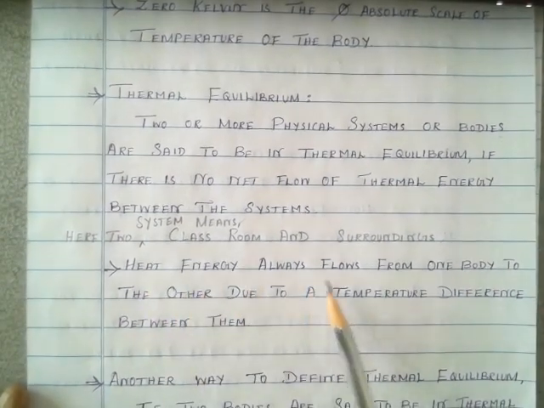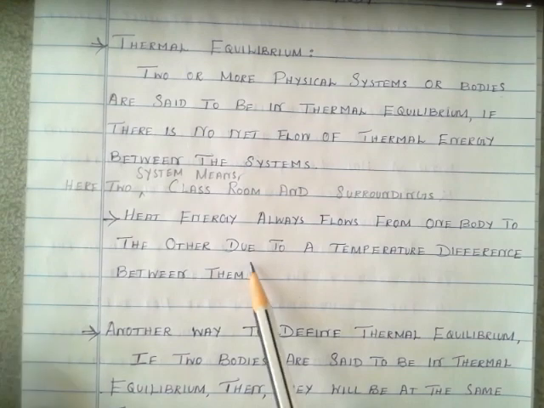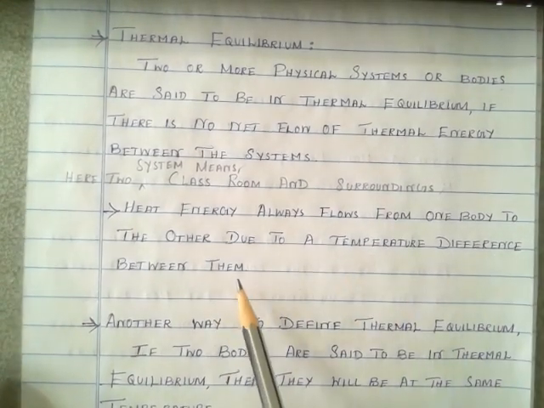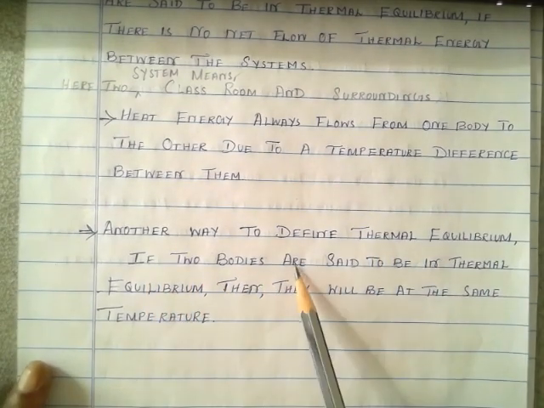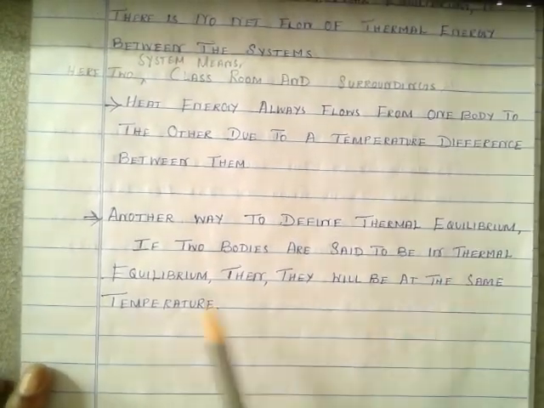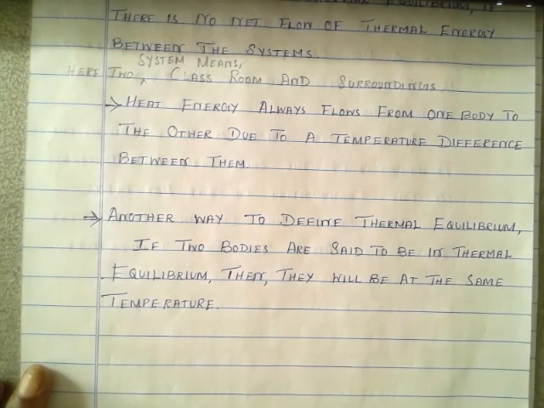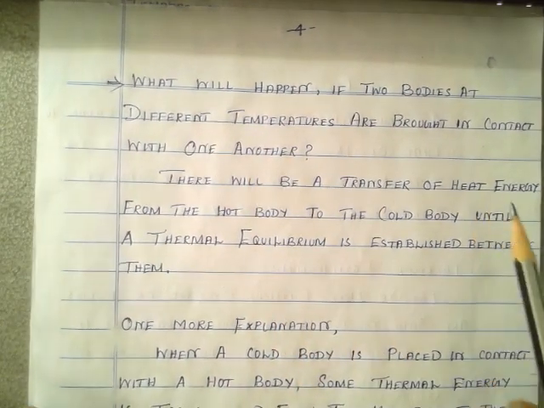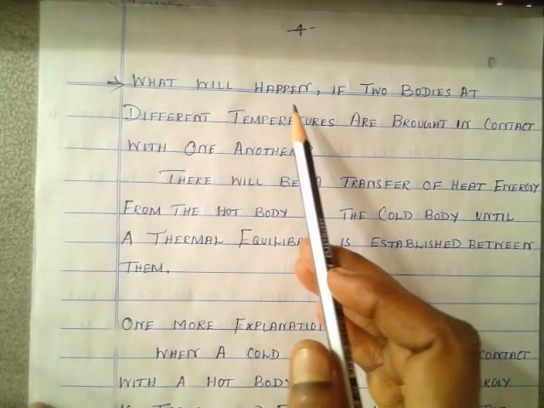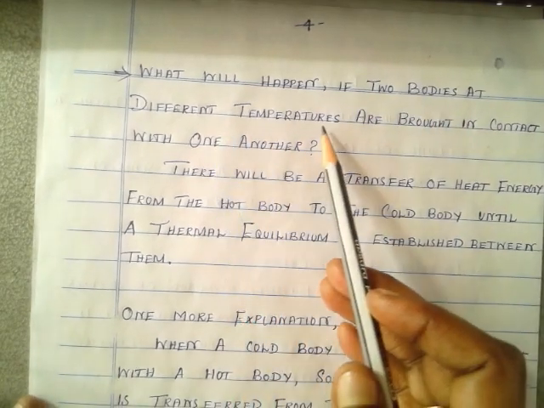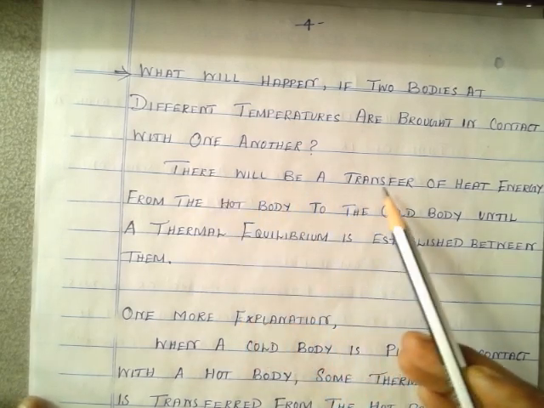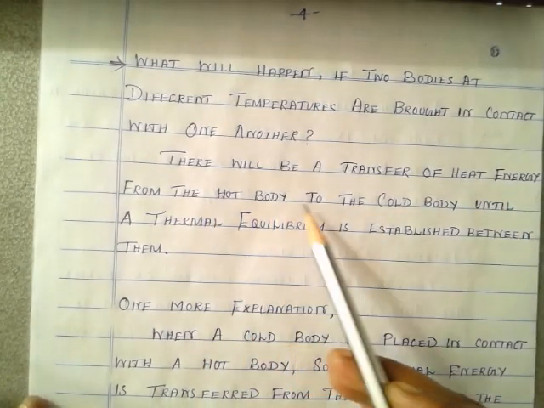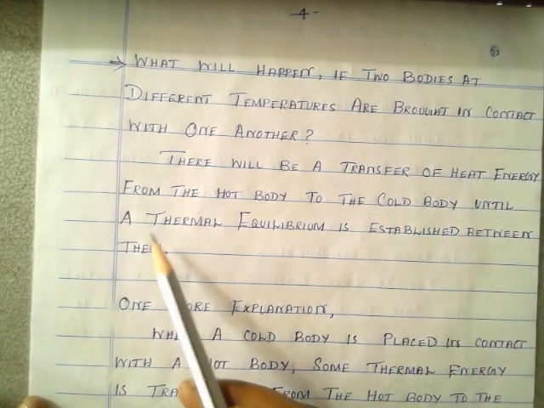Heat energy always flows from one body to another due to a temperature difference between them. Another way to define thermal equilibrium: if two bodies are in thermal equilibrium, then they will be at the same temperature. What will happen if two bodies at different temperatures are brought in contact with one another? There will be a transfer of heat energy from the hot body to the cold body until a thermal equilibrium is established between them.